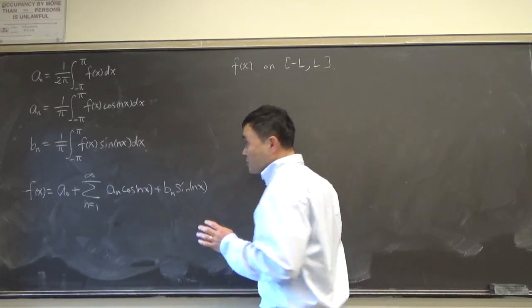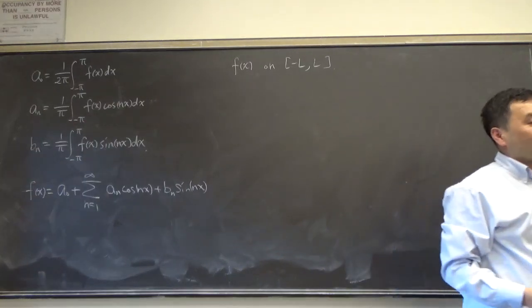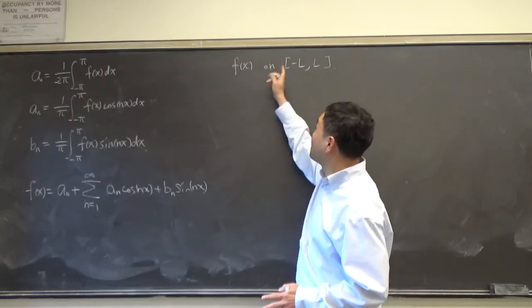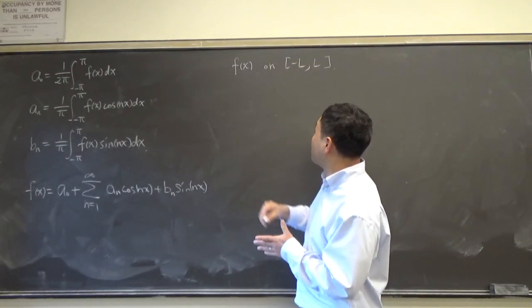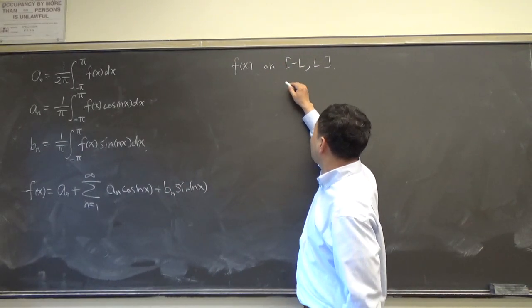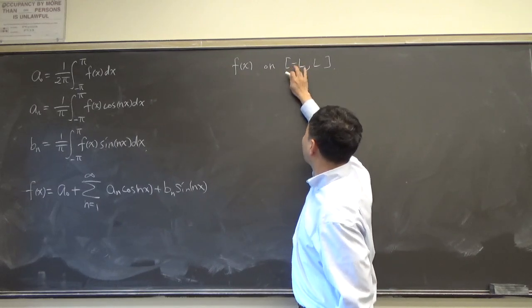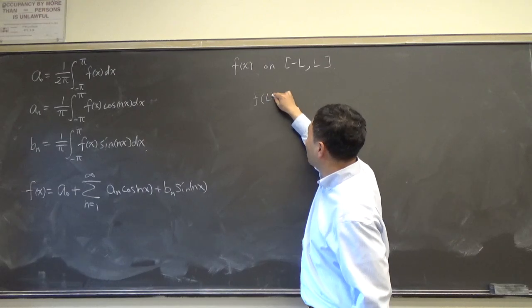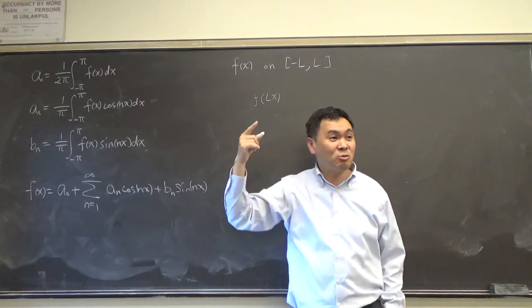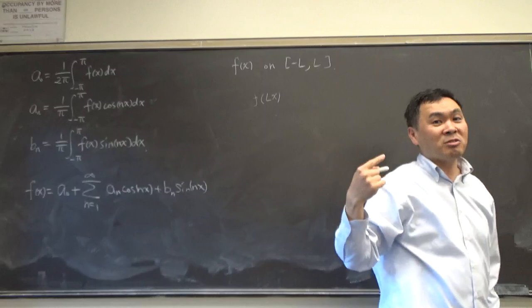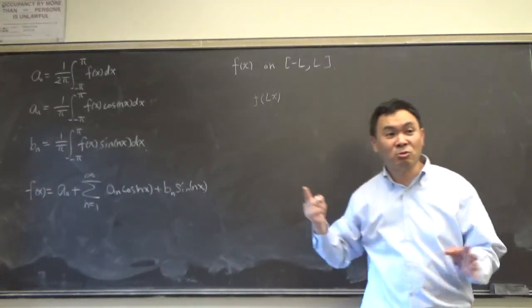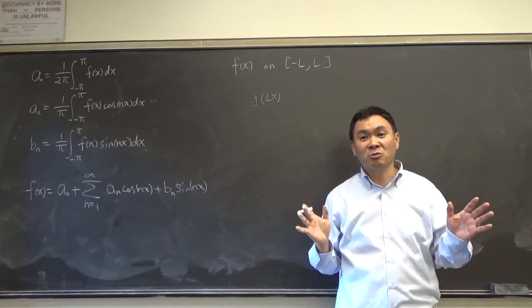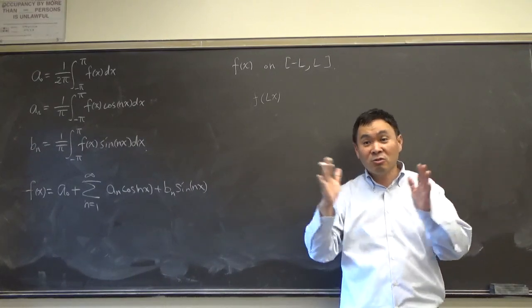Well, you could live with this formula by doing the following. If the function is defined from negative L to L, then you can multiply by L. What does that achieve? If you replace x by L times x, let's say L is 2, if you have f of x and f of 2x, what happens to the graph? It's compressed. Compressed by 2, right?